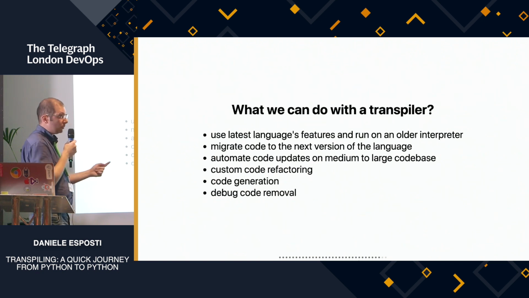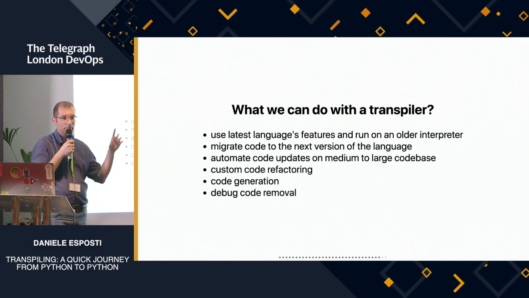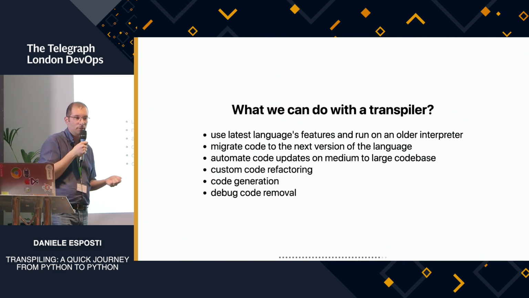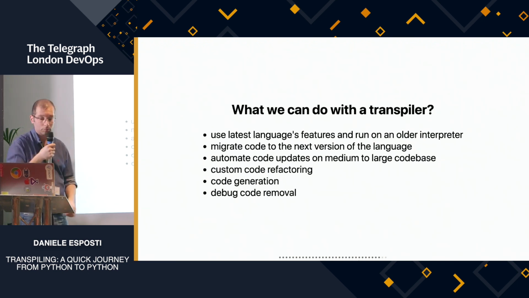You can also go all the way around and migrate your code to the next version of the language. So, for example, in 3.7 they have data classes and you want to use them, and you want to convert your code automatically. Maybe you just create a transformer which detects a class with some attributes and converts the class into a data class. You can do it. It's easy.